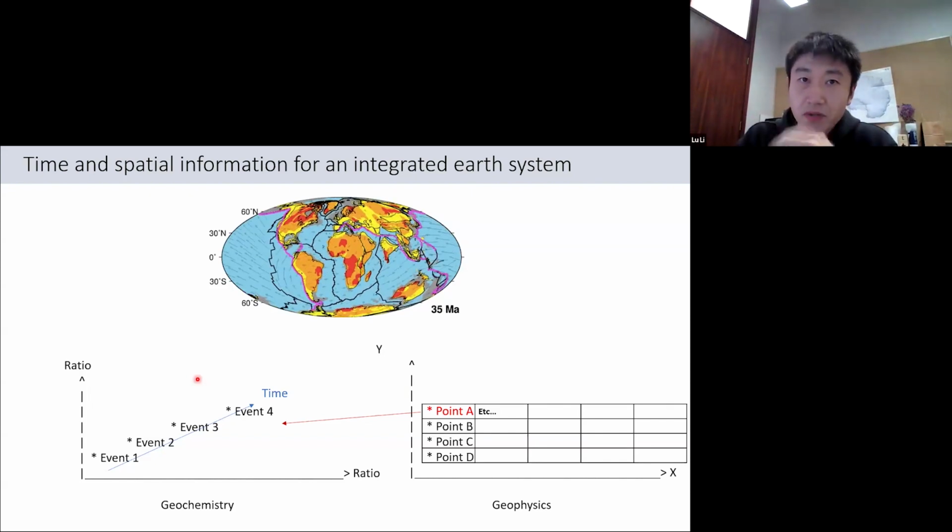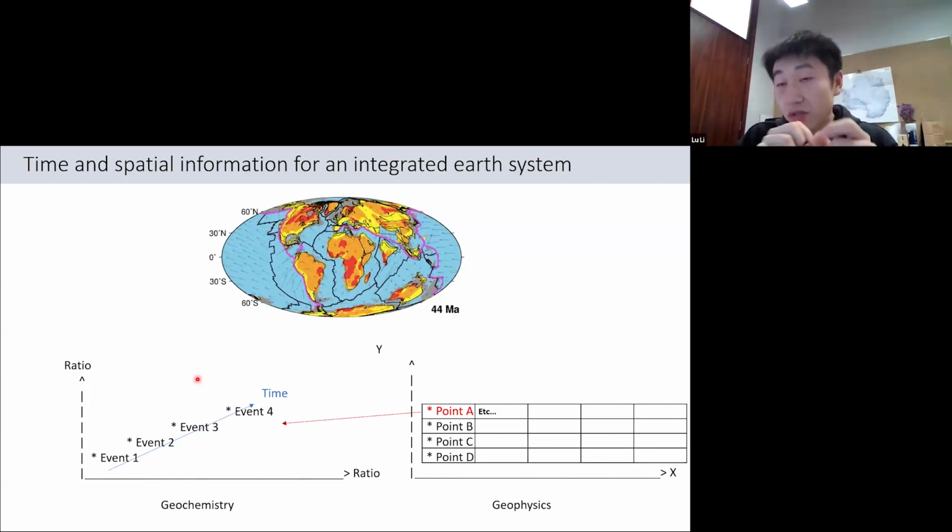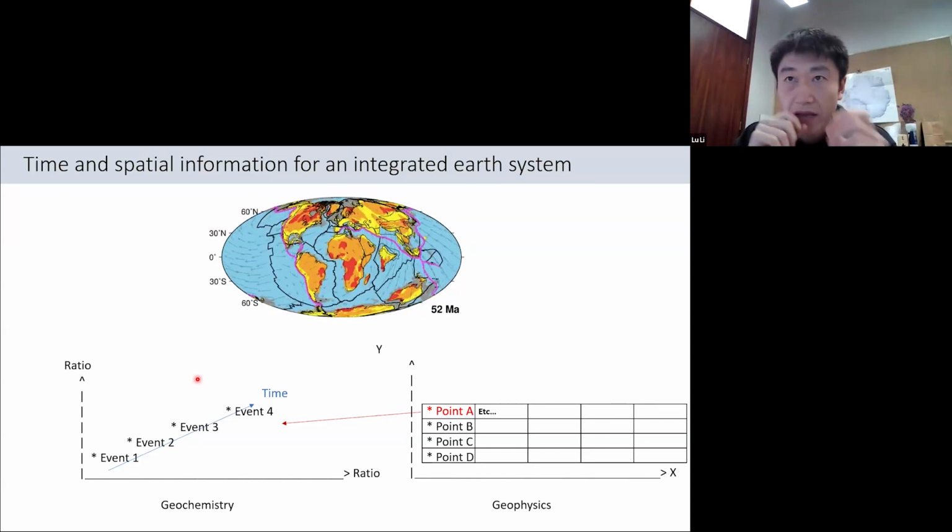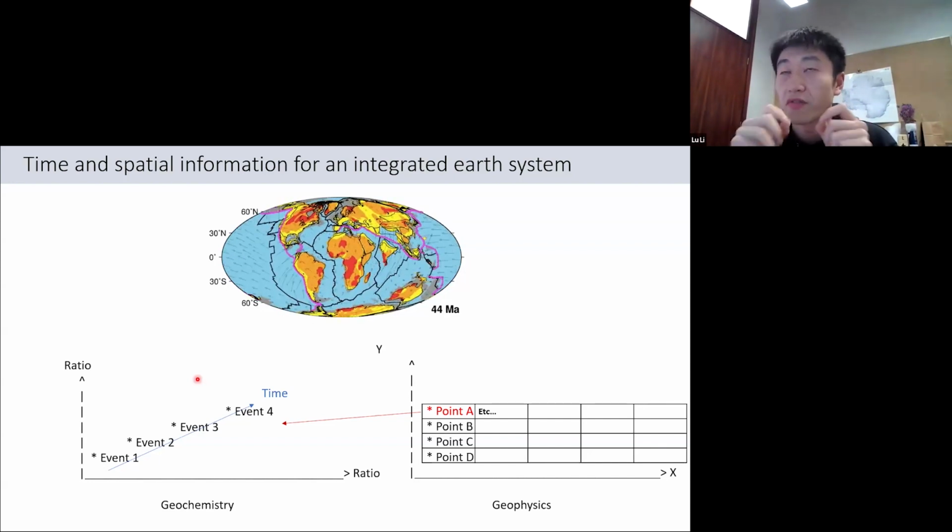When we think about geochemistry, we usually have some very interesting point information. So we actually have different isotope ratios. With that, we can think about how things evolve through time. But bear in mind, because we don't have the spatial resolution of this isotope measurement, we only have very local information about the things we want to understand.